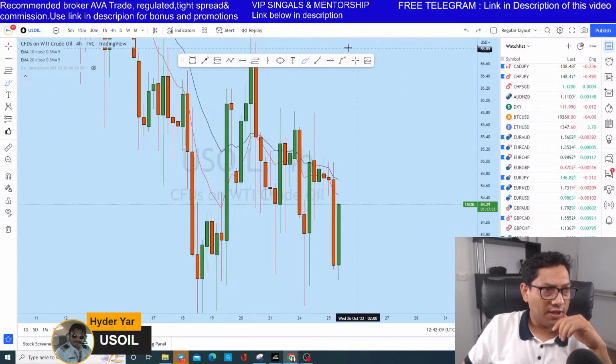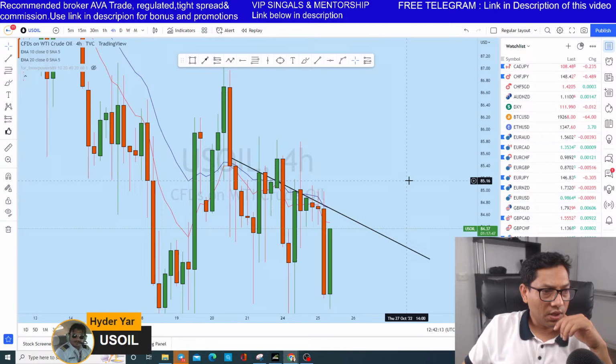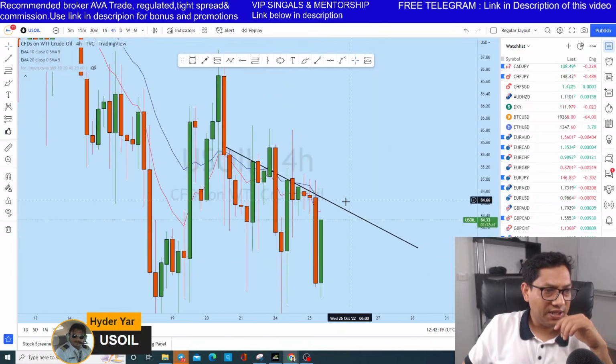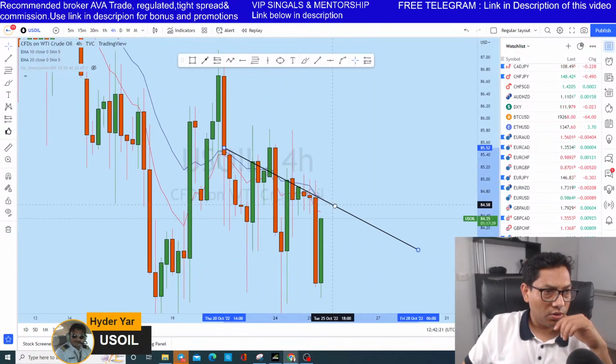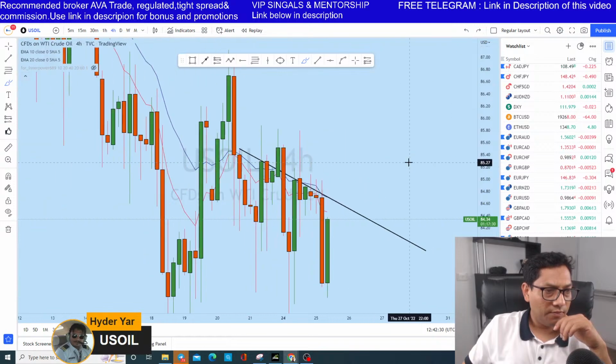Let's look at US oil. You see, this is the resistance zone here, and US oil is going up. What I'm expecting is that we might see a little bit of a drop from here, but if it creates a false breakout, that could be a really great opportunity.